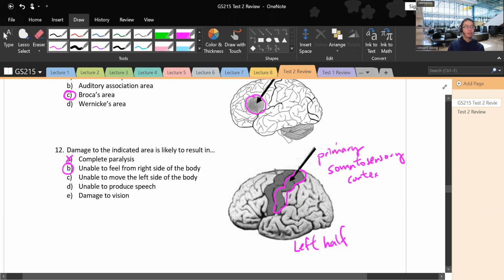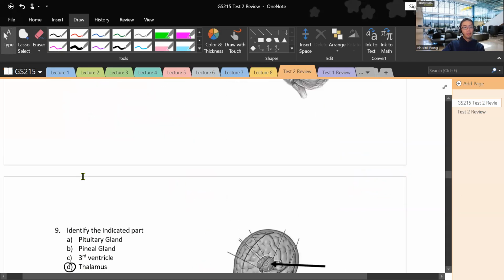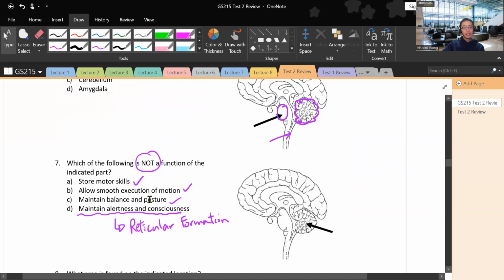Because the left half of the brain receives sensory information from the right half. Again, it has nothing to do with moving. Producing speech has to do with Broca's area. Damage to vision would occur in the occipital lobe. So the correct answer is B. Okay. Number 7, the correct answer is D. That's not the function.